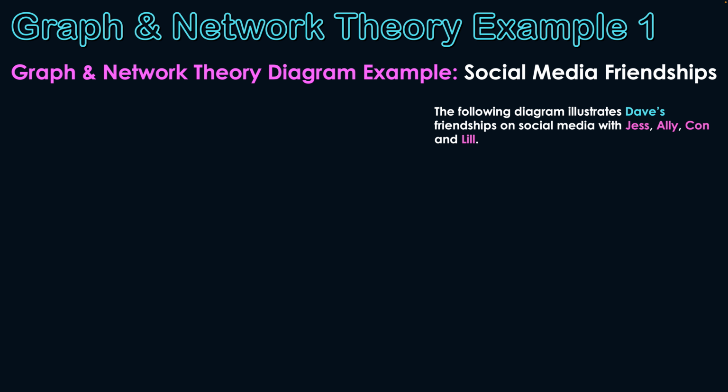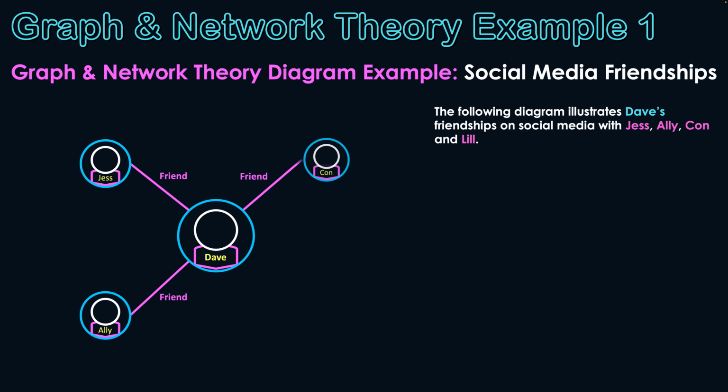So, with this scenario, the best place to start is with Dave himself. It is about Dave and his friendships on social media. And as the blurb suggests, he has friendships with Jess, Ali, Con, and Lil. All those nodes are connected. And we can see Dave is a bit bigger because we're saying he's the one with the friendships. He has the most friends there, and he's the most influential one in this diagram. And he is directly connected to his four friends here.